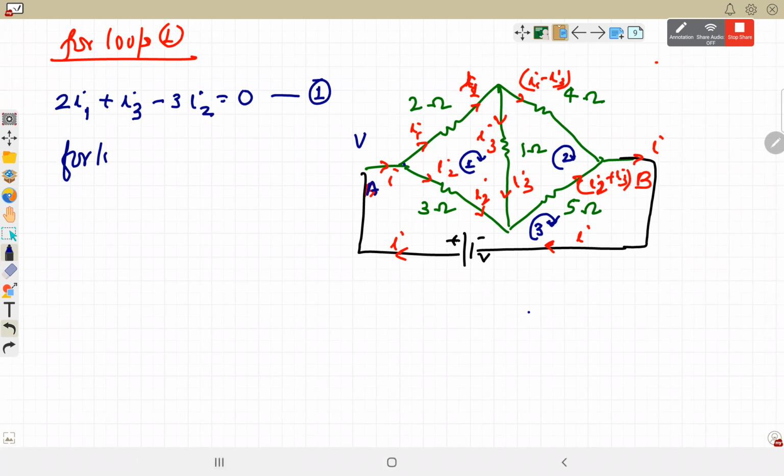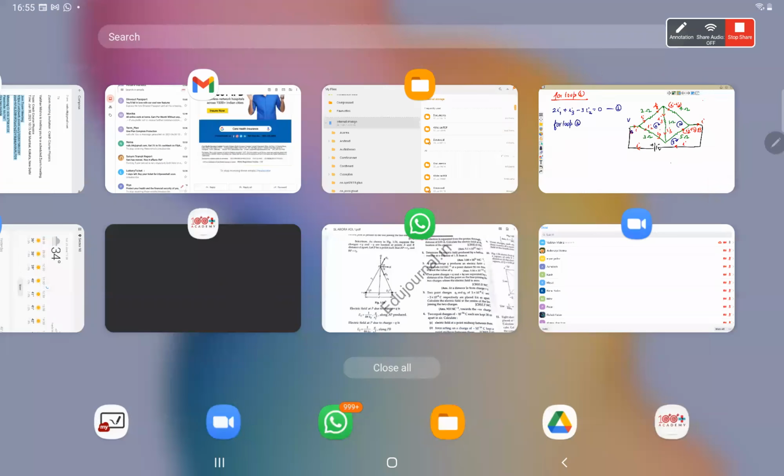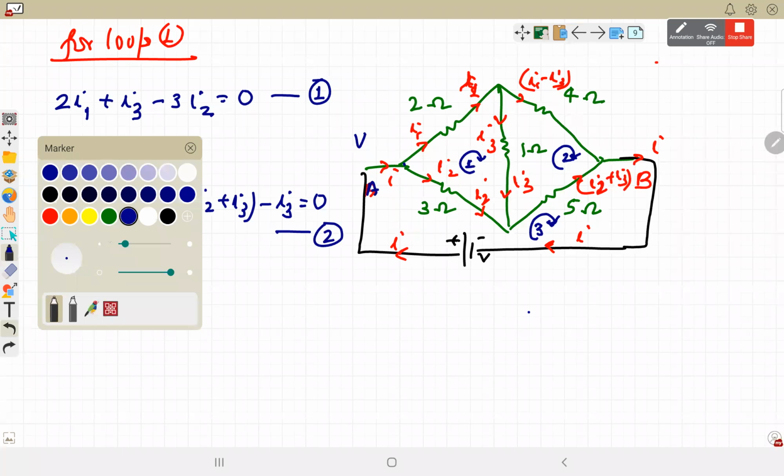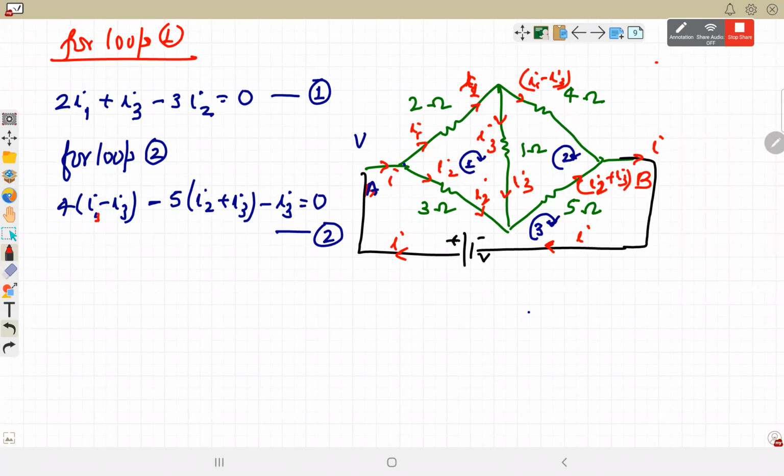Equation for loop 2. In the direction of current, it is 4I1 minus I3. Opposite to the current, minus 5I2 plus I3. Then opposite to the current, minus I3, and that will be equal to 0. This is equation for loop 2. 4I1 minus 5I2 और ये कितना आएगा, -4 -9 एंड -10.